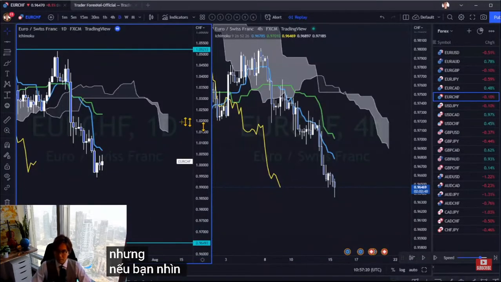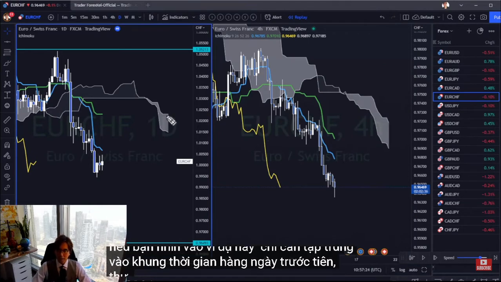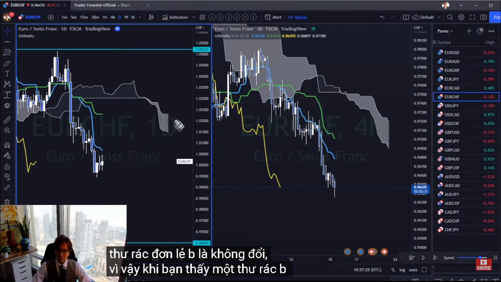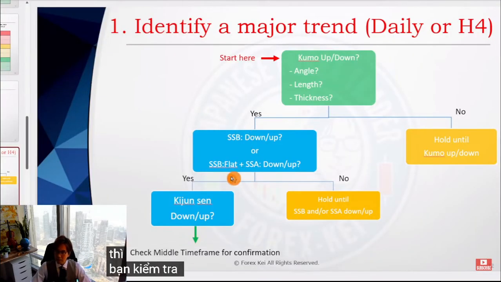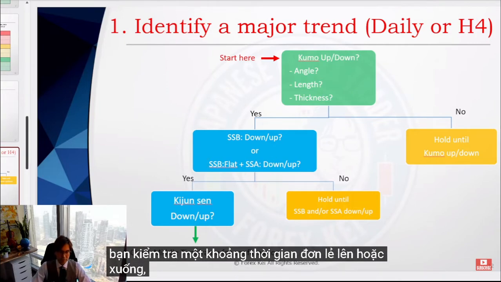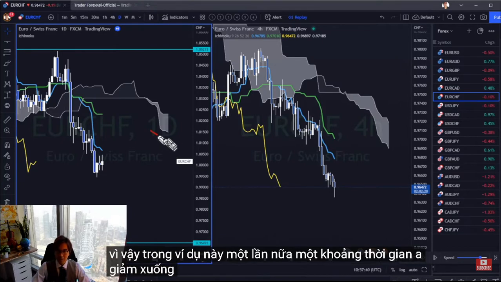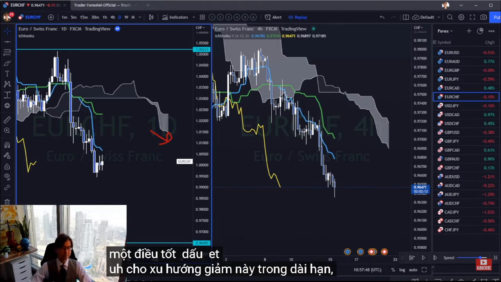But if you look at this example, just focus on the daily time frame first. Senko span B is flat, right? So when you see Senko span B flat, then you check whether Senko span A is up or down. So in this example again, Senko span A is down, this way. So this is a good market for this downtrend in the long term.